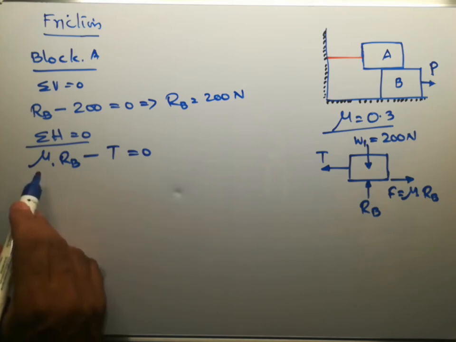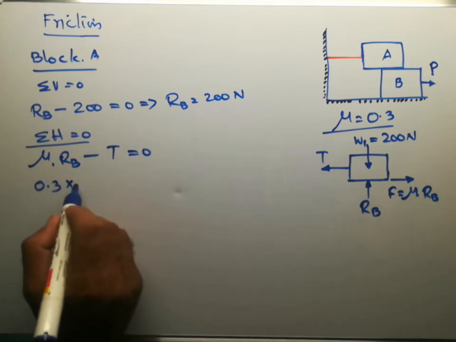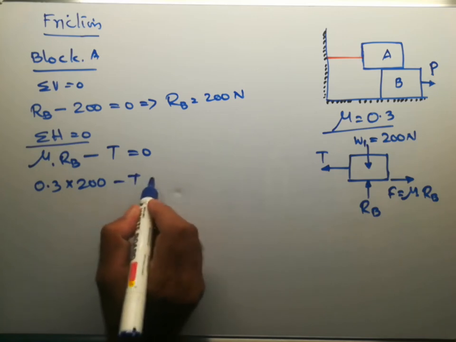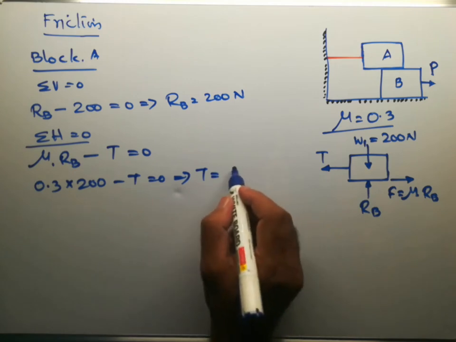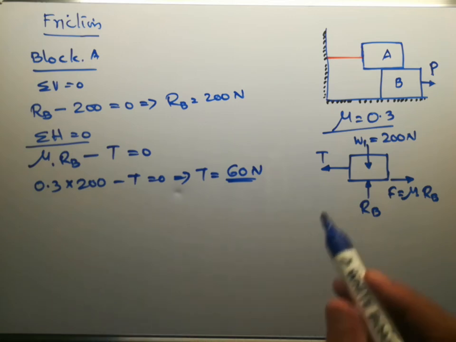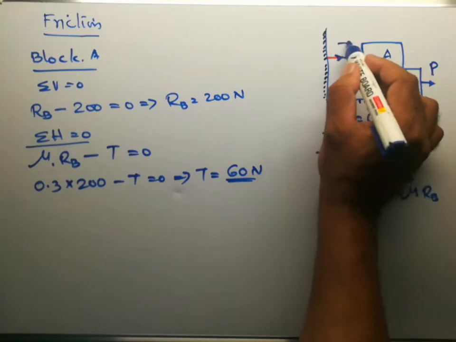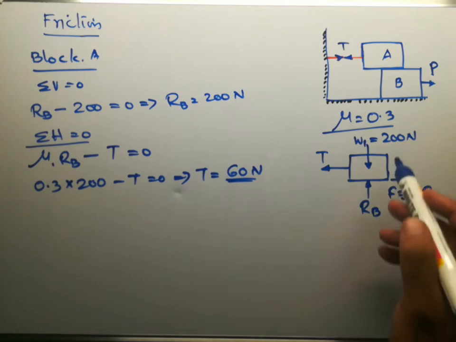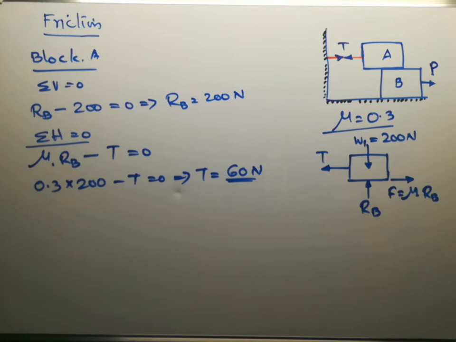So mu is 0.3, that is already given. RB is 200 Newton, minus T equal to 0. That gives T equal to 60 Newton. So that is the tension in the string. So the tension will be acting like this on the string. This is T. So for this block, T is in this direction, and the magnitude of T is 60 Newton. Now consider block B.